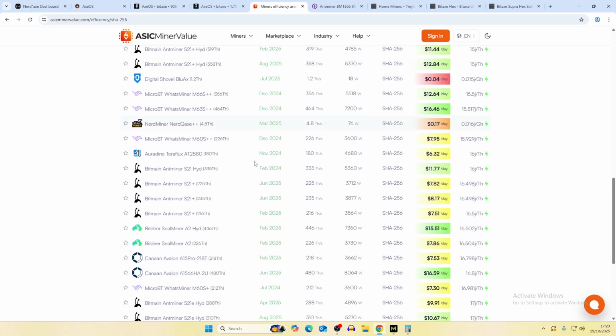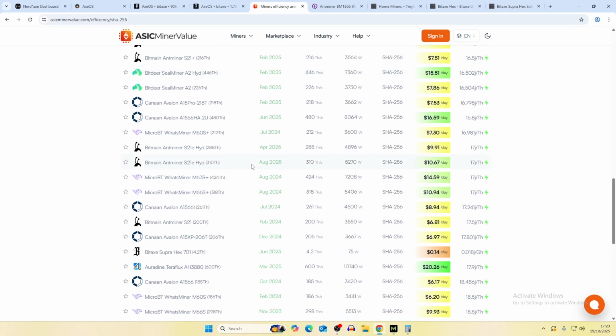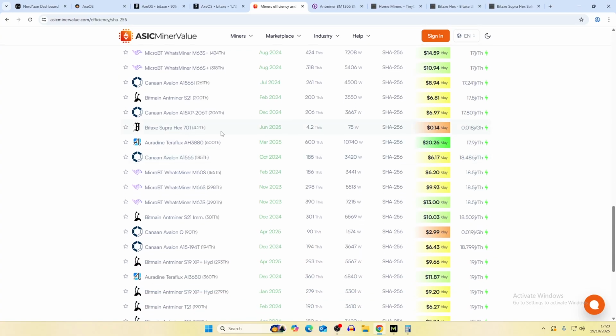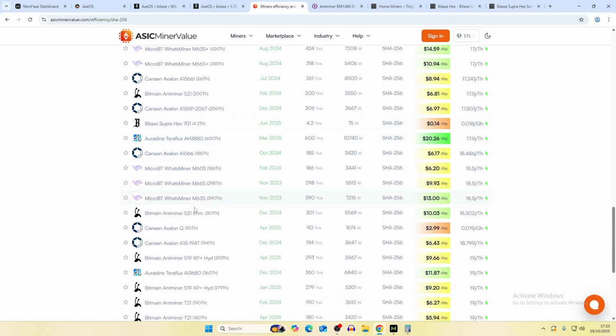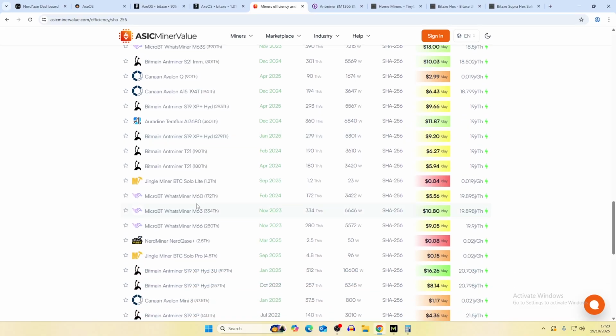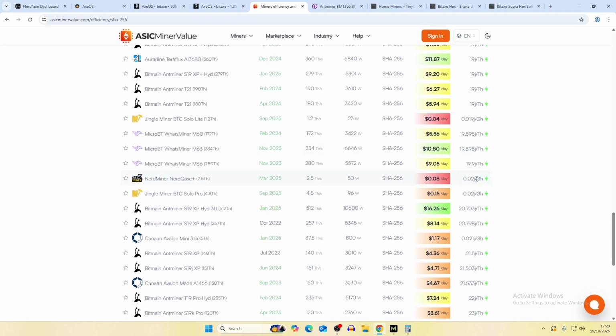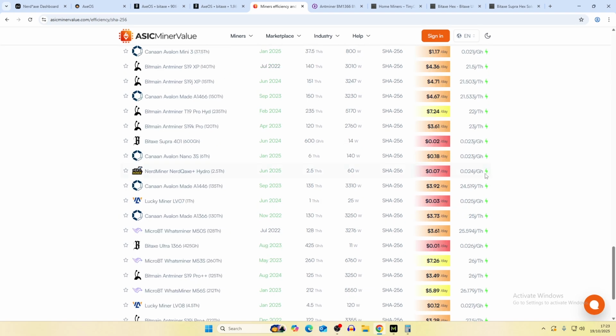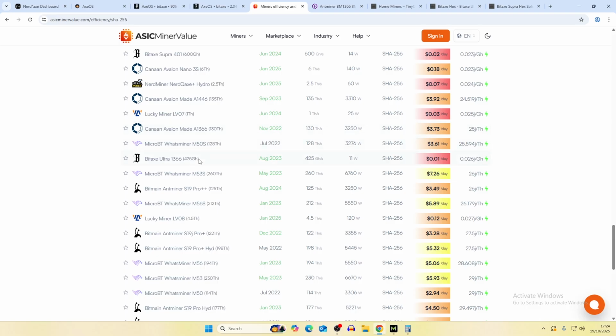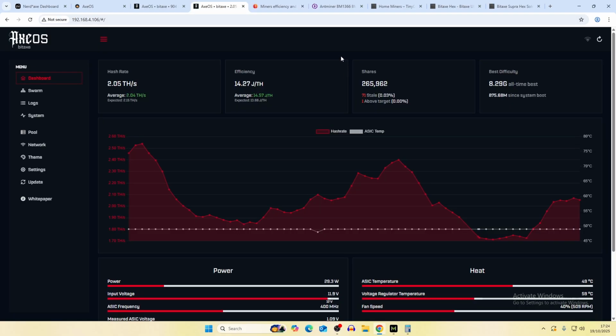And then if we go down, we have the NerdQAxe, which is listed at 16, and a bunch more that we can see down here. The Supra Hex, which is listed at 18, which would technically be the Bitaxe Hex as well. The NerdQAxe Plus is 20 joules per terahash. And the Hydro version is even technically worse at 24 joules per terahash. I don't think those figures are technically right. But then you come down to the Ultra, so the chips that we're currently using, and that lists it at 26 joules per terahash. So another reason why I think this is, if these figures are correct, there could be something going on in the background.